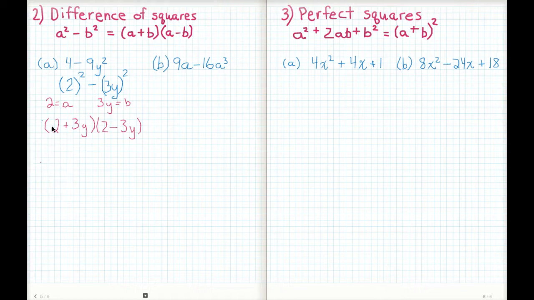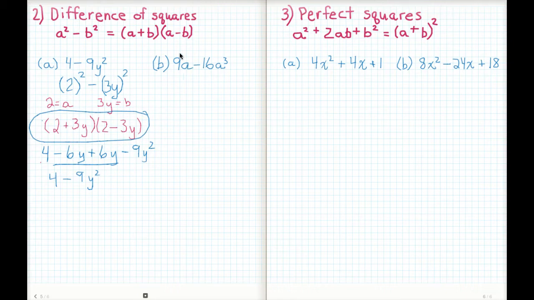If I want to check if I'm right, all I have to do is expand this to see if I get 4 minus 9y squared back again. So 2 times 2 is 4. 2 times negative 3y is minus 6y. 3y times 2 is plus 6y. And 3y times negative 3y is negative 9y squared. Doesn't look quite the same until I notice that minus 6y plus 6y cancels, so these two terms equal 0, and I just get 4 plus 0, which I don't have to write, and minus 9y squared. And that is indeed the same as this. So this is my factored answer, using the difference of squares pattern.